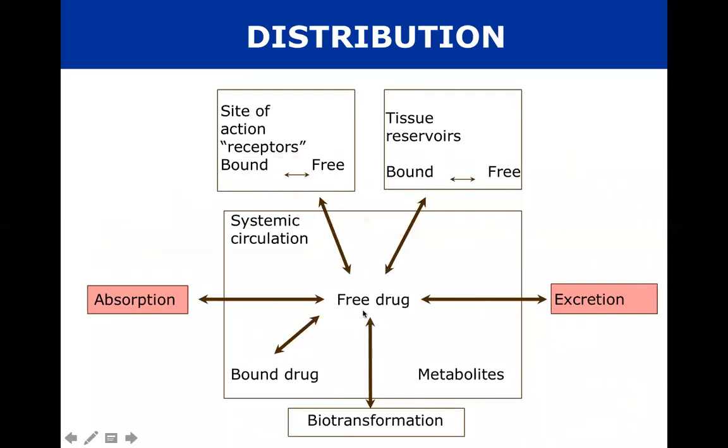And suppose that this is the free drug, and the absorption from this side, and the excretion will be from here, and in between is the distribution. Through this distribution, the drug reaches the tissue reservoir, and in the tissue reservoir, it is either free or bound, and at the site of action receptors here, which is either free or bound. And this is the systemic circulation, and in the systemic circulation, the drug is either free or bound. And the biotransformation, which is the metabolism, also occurs in this area, the area of distribution, before reaching the excretion phase.